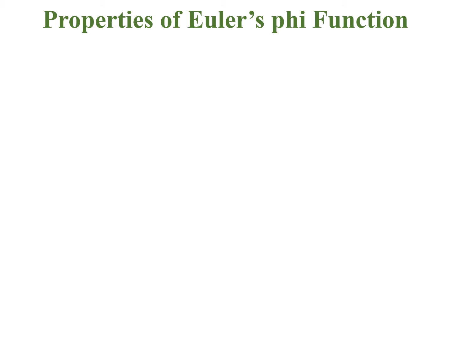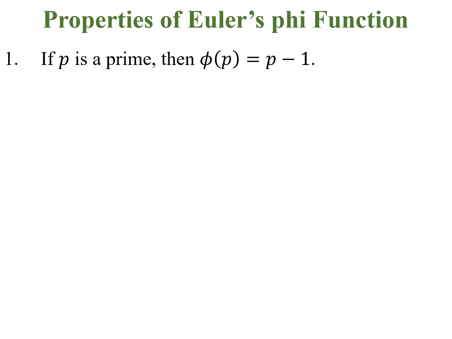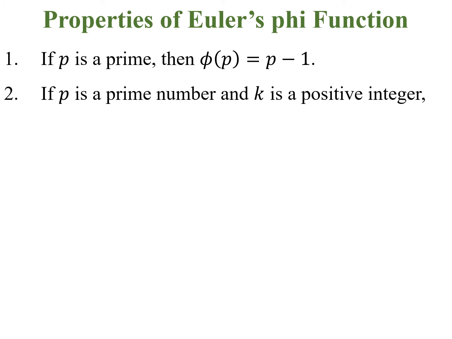Properties of Euler's phi function. What are the properties? If P is a prime, very nice property, phi of P is just P minus 1. We know that 2 is a prime, phi of 2 is 2 minus 1, which is 1. 3 is a prime, phi of 3 is 3 minus 1, which is 2. 5 is a prime, so phi of 5 is 5 minus 1, which is 4. 11 is a prime, so phi of 11 will be 11 minus 1, which is 10. This is a very nice property for Euler's phi function.